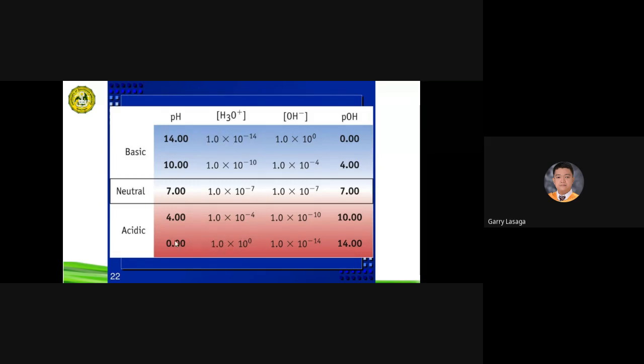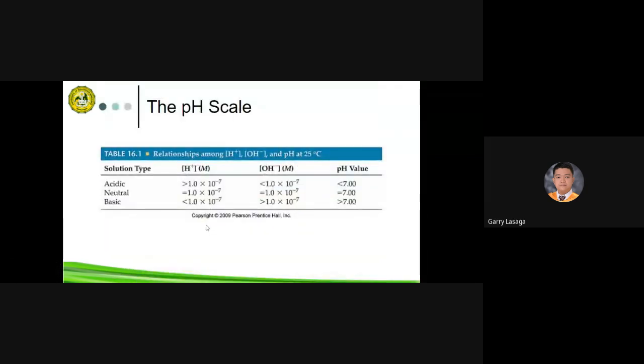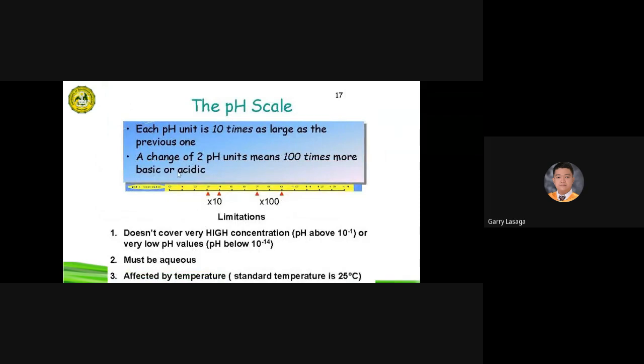So the lower the pH, the higher is the concentration of H plus. So each pH unit is 10 times as large as the previous one. A change of 2 pH units means 100 times more basic or acidic.